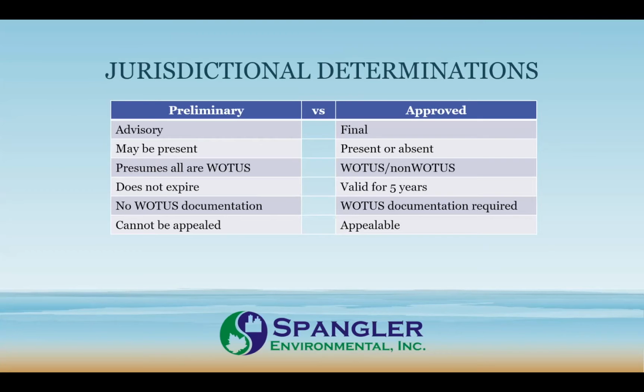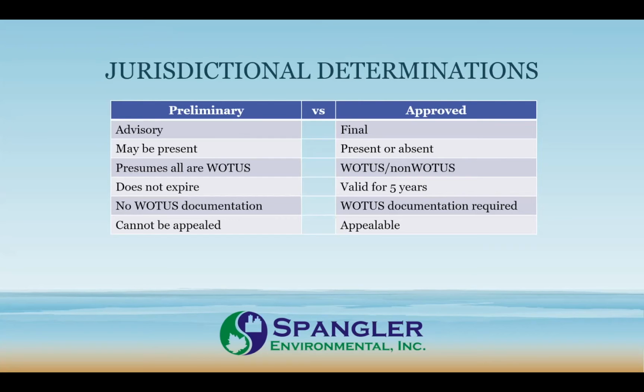Whereas an approved jurisdictional determination is the final opinion of the Corps of Engineers in writing, and it speaks to the presence or absence of features. A preliminary JD, the language of it includes that those features may be present, in that it doesn't define their location and extent. And again, the approved jurisdictional determination speaks to whether the features are jurisdictional or not jurisdictional, whereas the preliminary assumes all that are shown in there are.